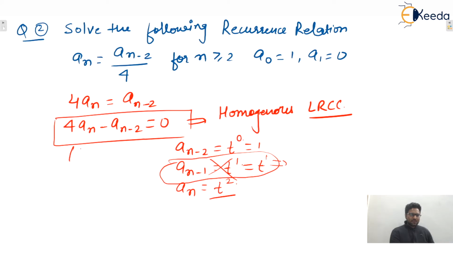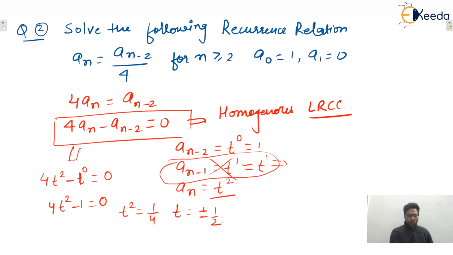So what will be the characteristic equation? It becomes 4t square minus 1, where the constant term is t raised to power 0, that is 1 only. So 4t square minus 1 equals 0, hence t square equals 1 by 4, so t equals plus minus 1 by 2. So there are two roots: the first is plus 1 by 2 and the second is minus 1 by 2. I hope this is clear to everyone.